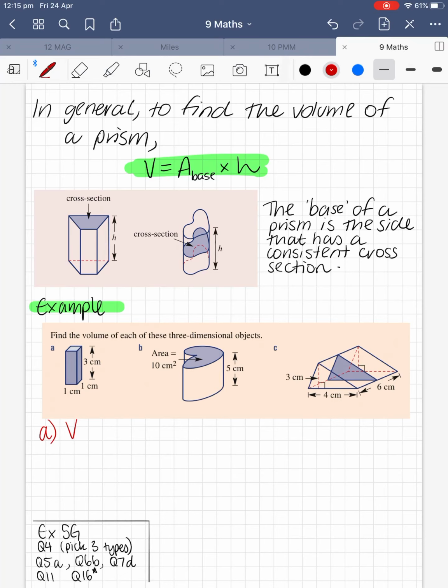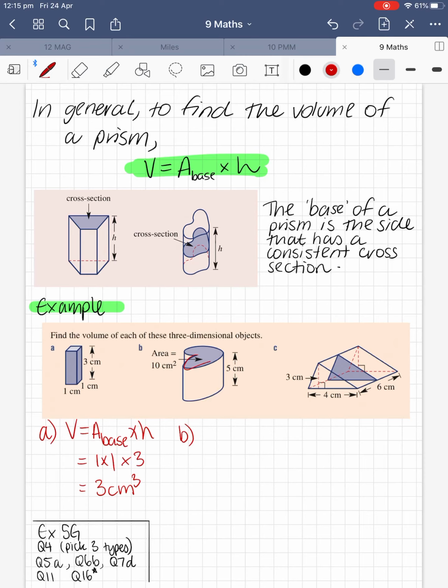It's always important that we write our formula to begin with. So volume equals area of base times height. The area of the base in this case is just going to be a square, which is 1 times 1. Multiply that by the height, and we get the volume for A, that square base prism on the left, is simply 3 centimeters cubed.